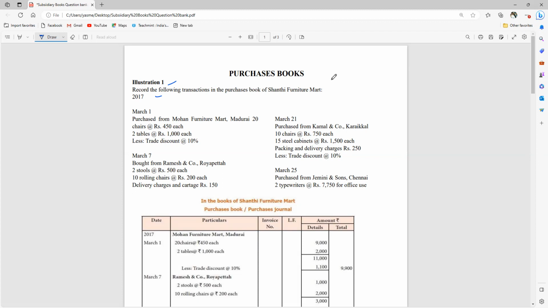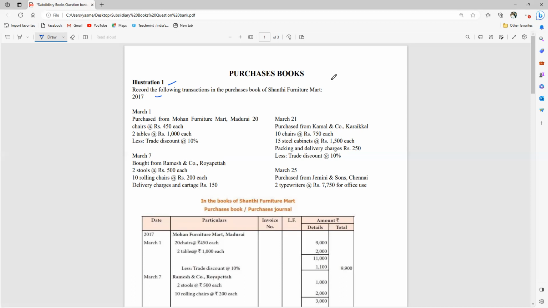For example, if I purchased furniture which I am going to use in my company, a sofa set or a table, a computer or anything, that is for my company. I'm not going to sell that furniture in the market and gain revenue out of it, so that is not considered. So here two things. One is only credit transactions are to be recorded, no cash transaction in the purchase book. Second, only purchases of business goods are to be recorded, and not the purchase of any asset.